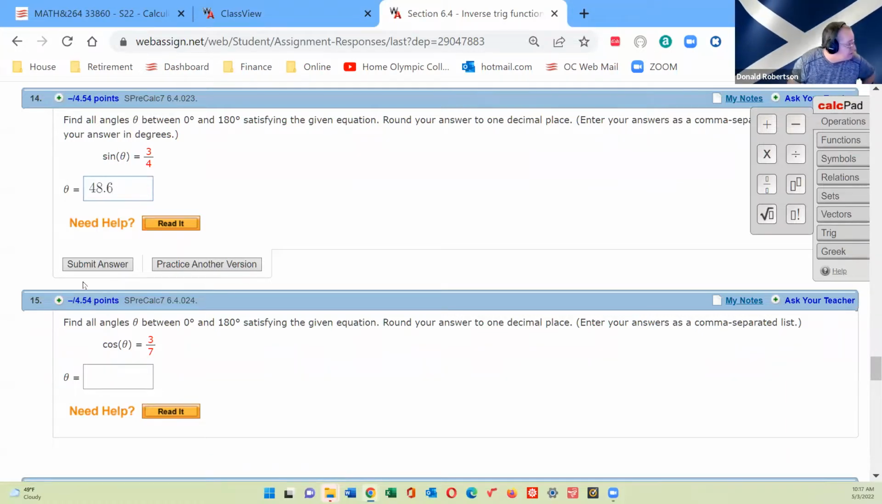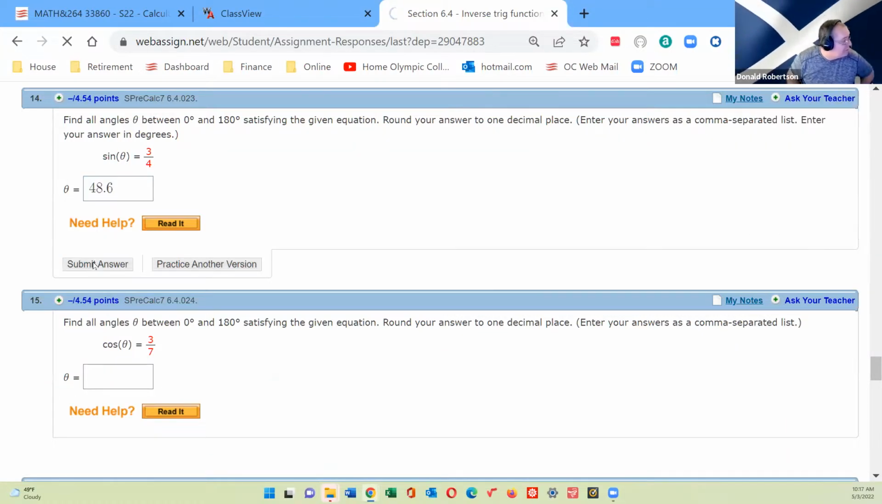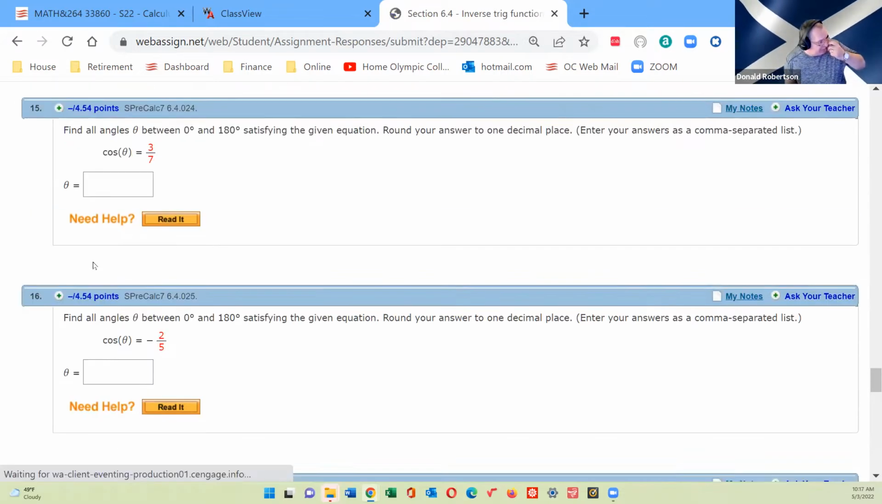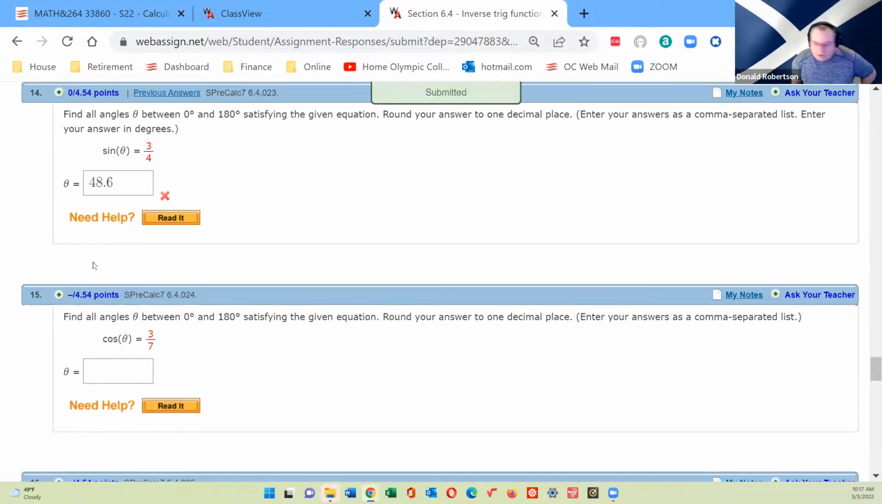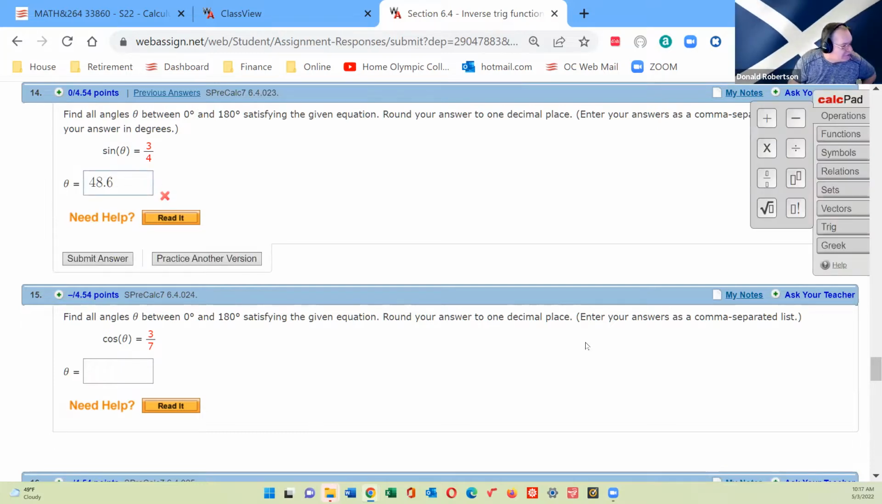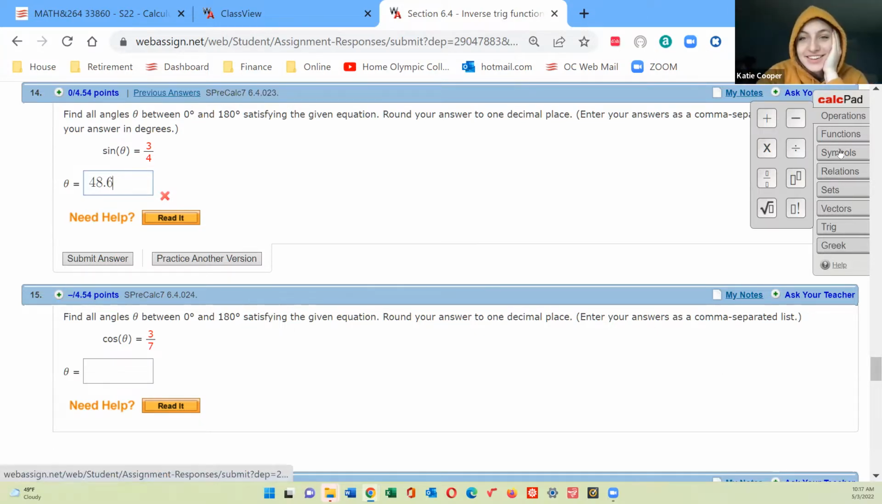48.6. And I'm going to submit answer. And it is wrong. And it's not really, really wrong. It's 48.6 degrees. Okay, you're on, Katie. Where do you find the degree symbol? On the symbols button, right there.